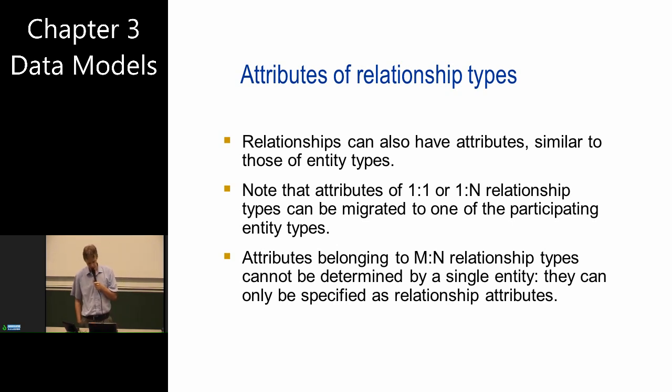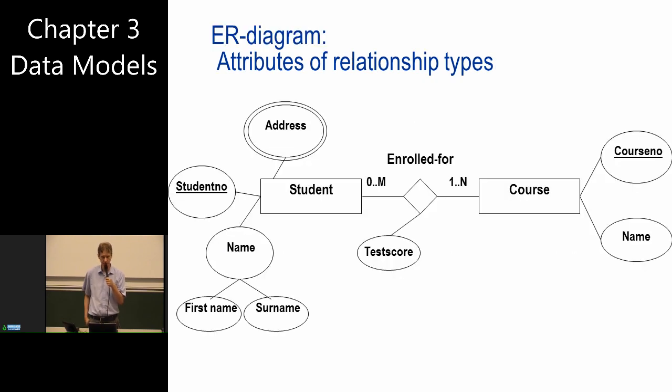Relationship types can have attributes, similar to those of entity types. So if you have an n-to-m relationship type between project and employee, you can have an attribute type which is going to model the number of hours that an employee worked on a project. If you would have 1-to-1 or 1-to-n relationship types, the attributes can always be migrated to one of the participating entity types. When you have an n-to-m relationship type between project and employee, which is the example I just gave, then the attribute type cannot be shifted to one of the participating entity types, and you have to connect that attribute type to the relationship type itself. It has to be specified as a relationship type attribute.